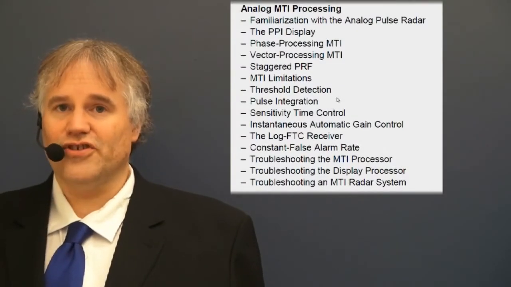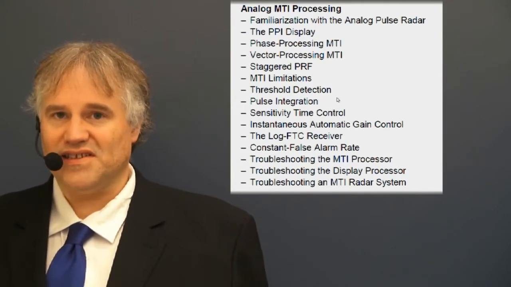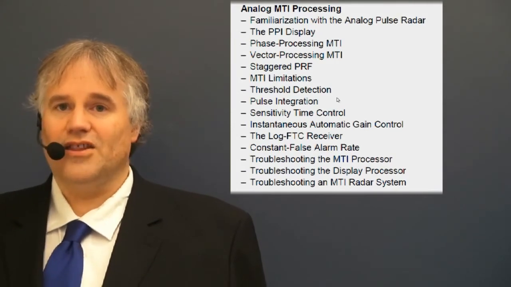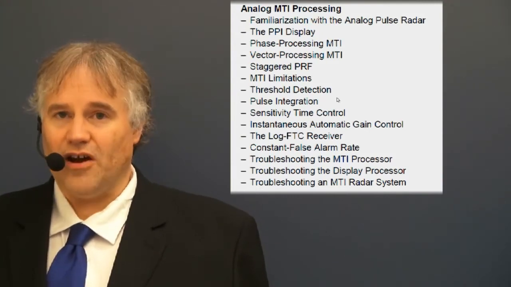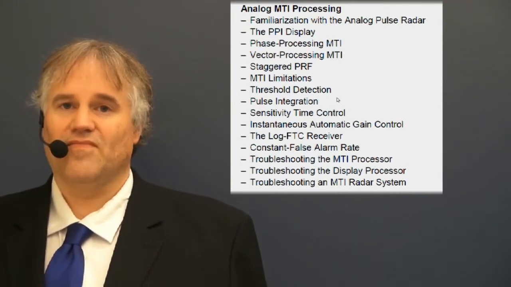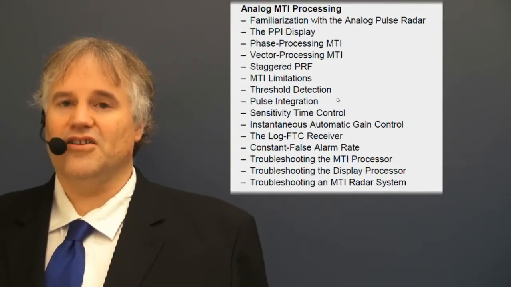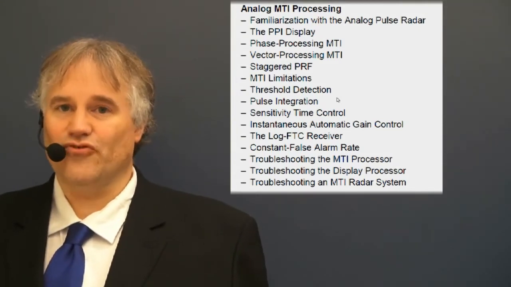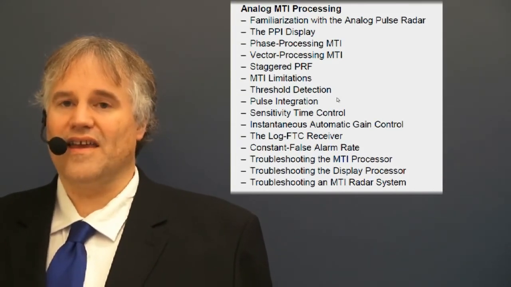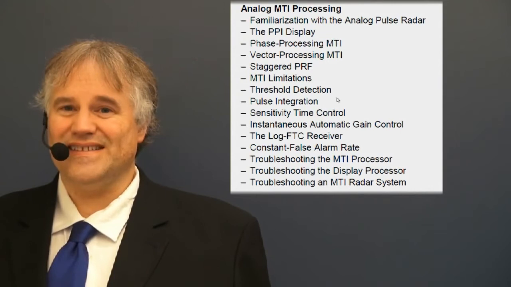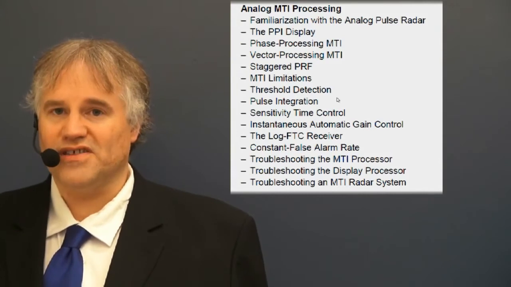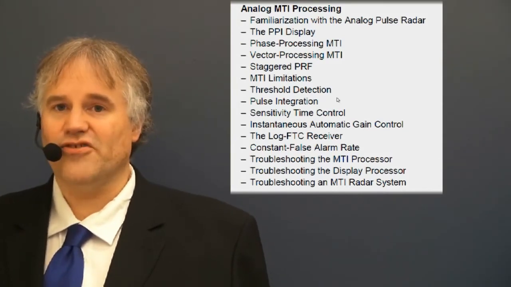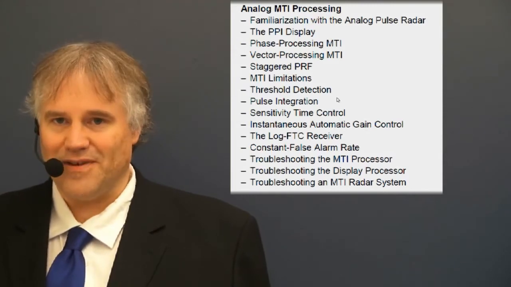In the second level, the students would become familiar with analog MTI processing, including familiarization with the analog pulse radar, the PPI display, the phase processing MTI, the vector processing MTI, the staggered PRF, MTI limitations, threshold detection, pulse integration, sensitivity time control, instantaneous automatic gain control, the log FTC receiver, the constant false alarm rate, and troubleshooting an MTI processor, troubleshooting the display processor, and troubleshooting an MTI radar system.